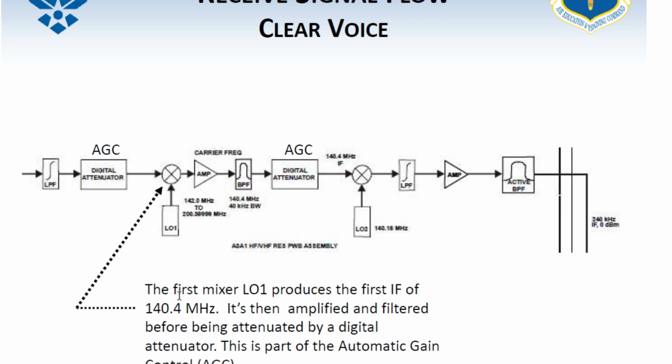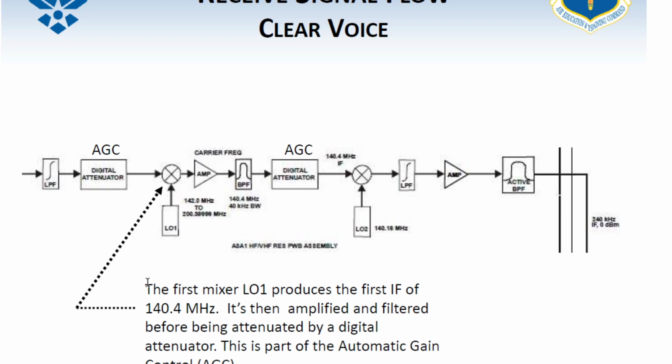So then we go to this mixer here. If you guys will notice, our first IF in receive is 140.4 megahertz. What was our first IF in transmit? 140.4? Negative. It was not. The first IF in transmit is 240 kilohertz. The second IF in transmit is 140.4 megahertz.